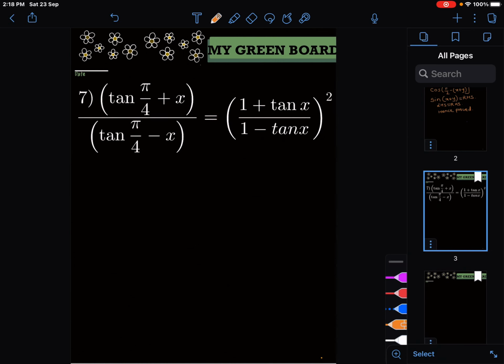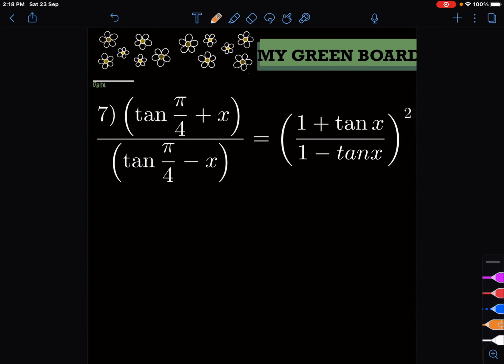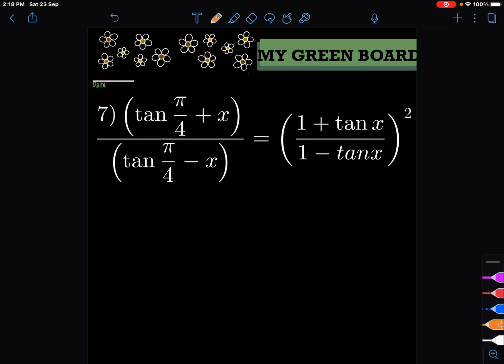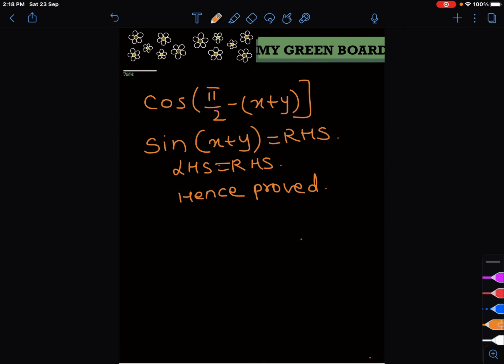So the 7th question is, tan of pi by 4 plus x into tan of pi by 4 minus x is equal to 1 plus tan x by 1 minus tan x the whole square. We are going to take two identities here, because we have an LHS and an RHS. Let's take the LHS first.